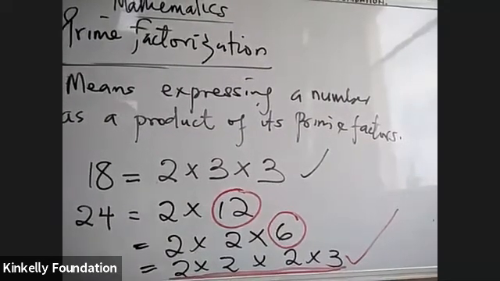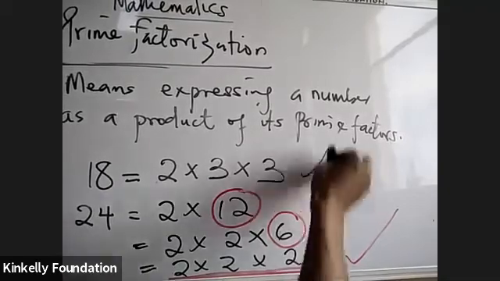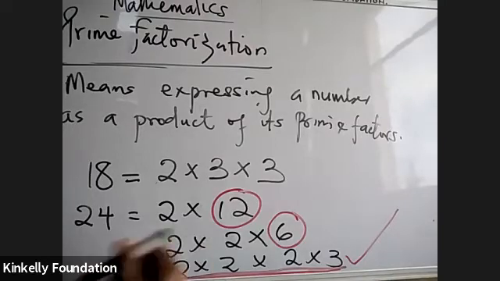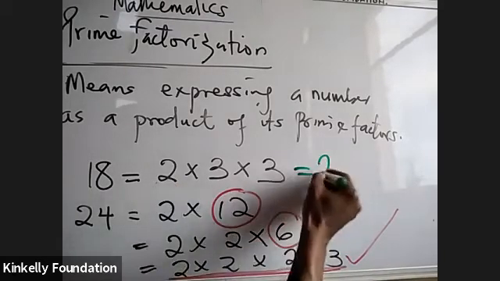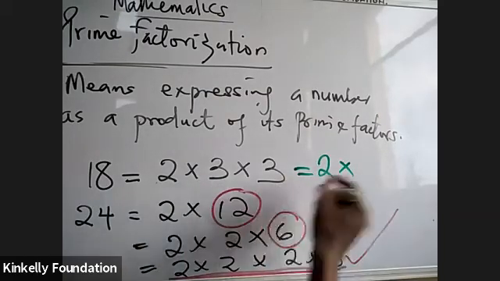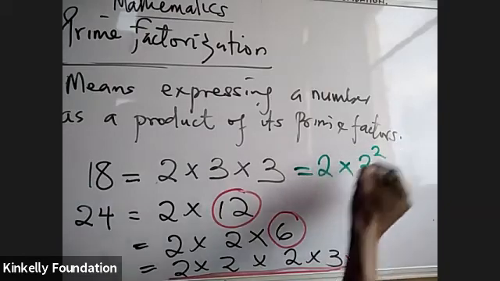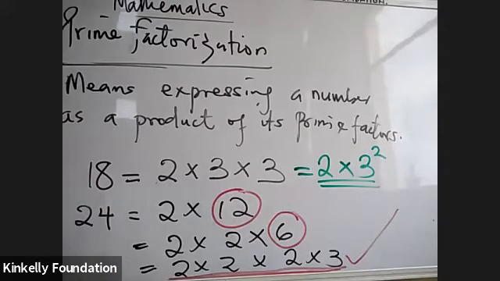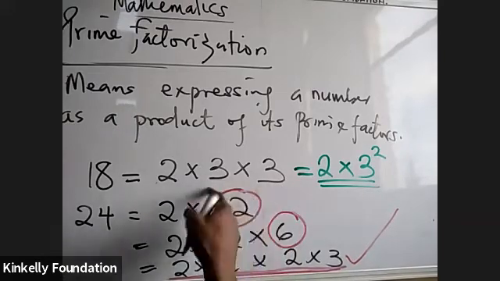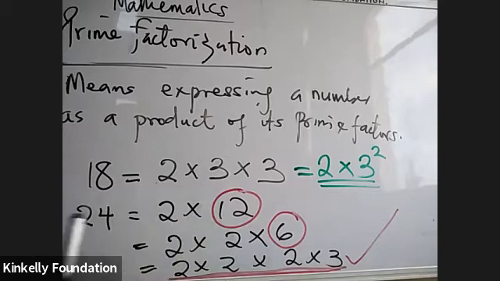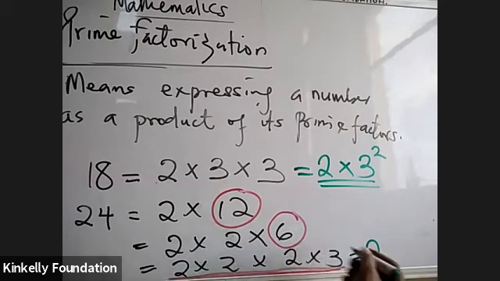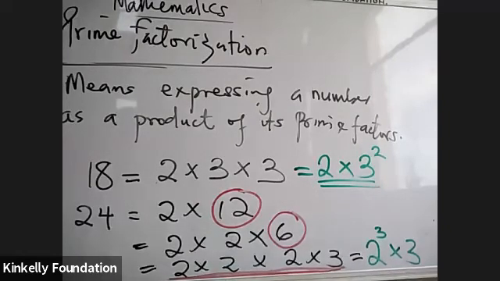If we are asked to express these values in index form, we can have them this way. Now, in this case, in index form, we have only one 2, and we have two 3s. So this is in index form. The power here for these 2 will be 2. So in index form, it will be 2 to the power 3 times 3. This is the index form of this.